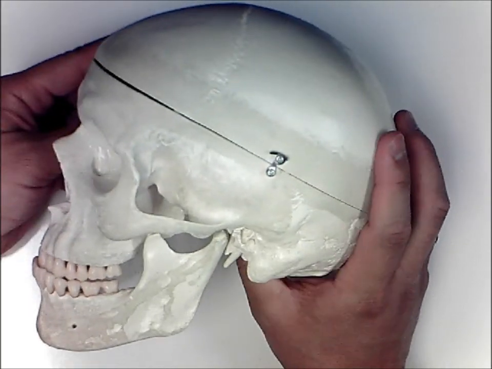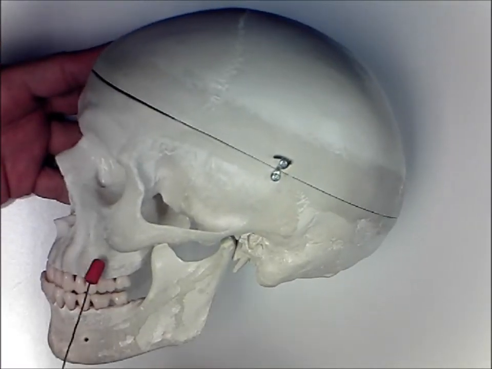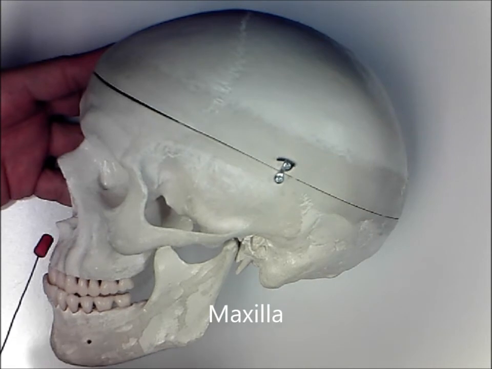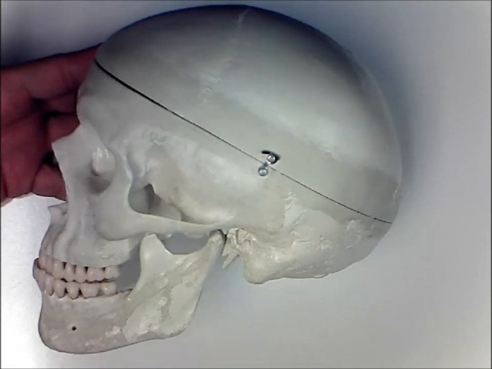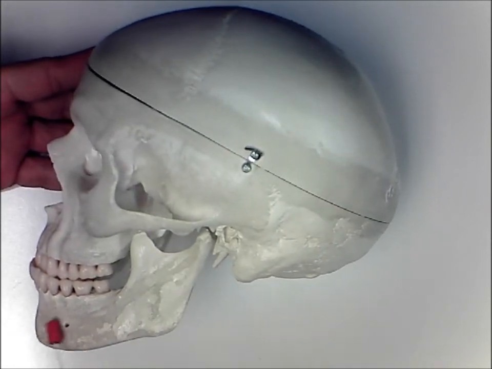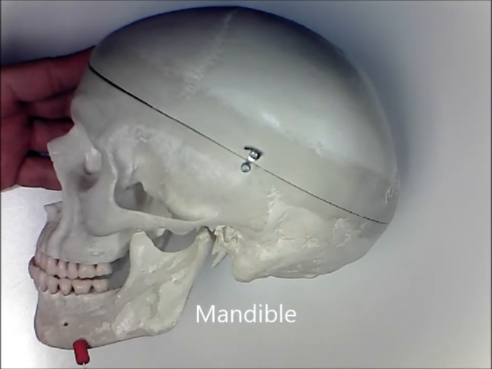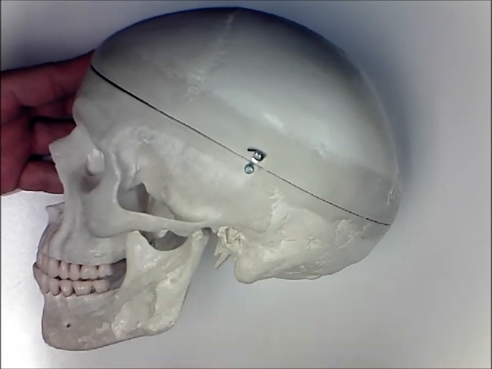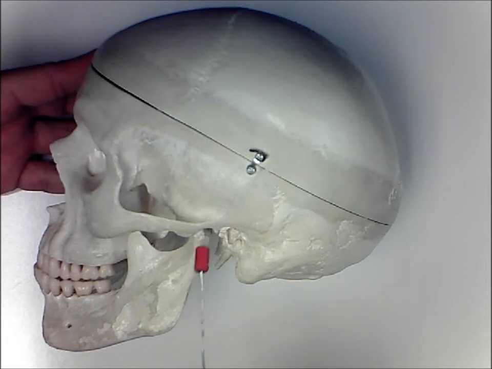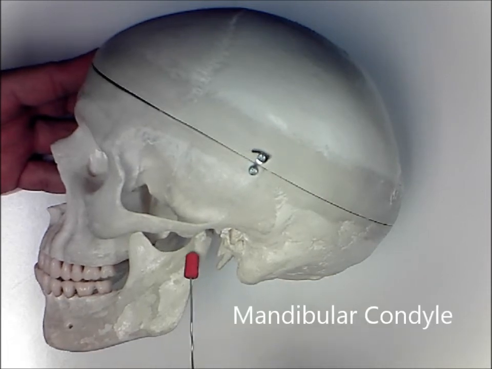The next bone is the upper jawbone, called the maxilla. The next bone is the lower jawbone, called the mandible. A landmark on the mandible that you need to be familiar with is this piece of bone right here, called the mandibular condyle.